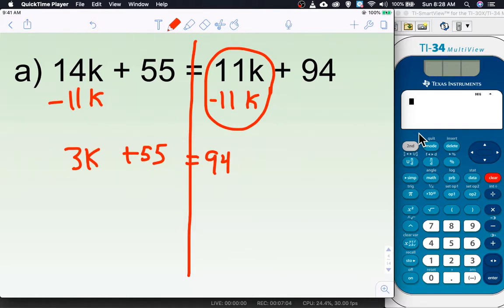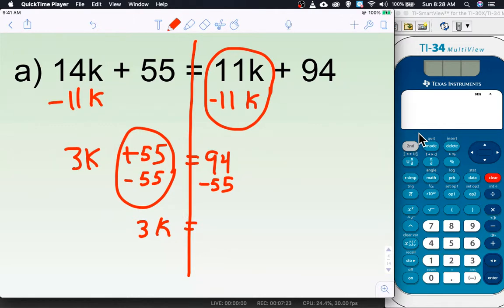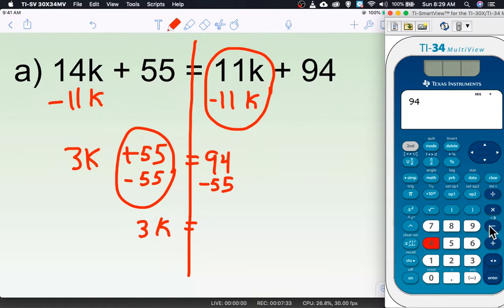Now, what we have left is very familiar from the previous lesson. This is a two-step equation. We're going to get rid of the addition-subtraction piece first, by subtracting 55. If I'm going too fast for you, you might want to refer back to the previous lesson if you're not sure why I'm doing these steps, or you can always pause the video and try the problem yourself. 94 minus 55, I'm not confident in my head math, so I'm going to type it out. It is 39.